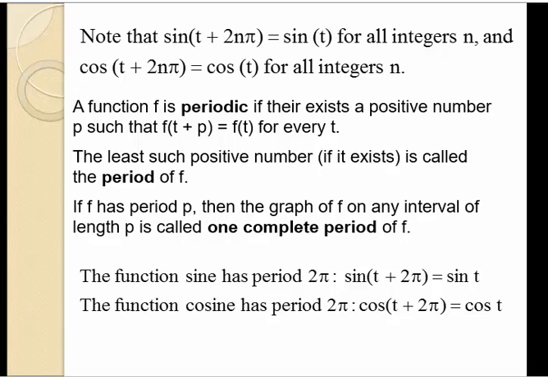The trig functions happen to be periodic, and sine and cosine have period of 2 pi. That smallest measurement that it takes for the function to start repeating itself is called the period. So sine of t and cosine of t have period 2 pi.